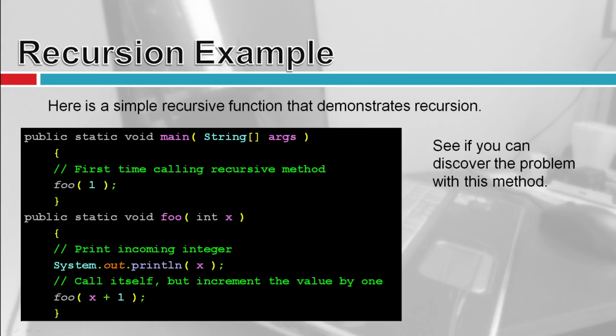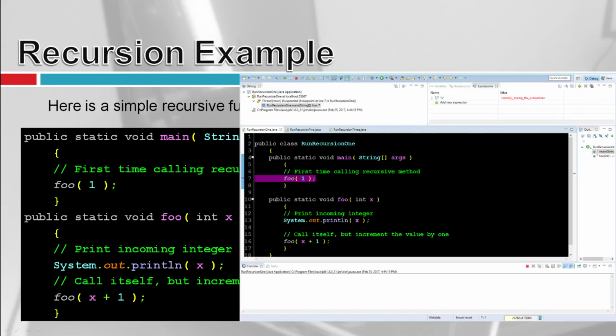Here's a simple function that demonstrates recursion. We're going to cut over to Eclipse and trace through this function. Here we are, we're already in the debug mode, in the main function, and we're going to be executing foo for the first time. We're going to call it with a value of 1. Stepping through it, we print out the value, and then we call itself, and I'm going to increment it by 1.